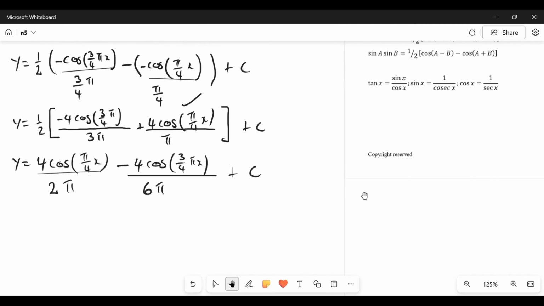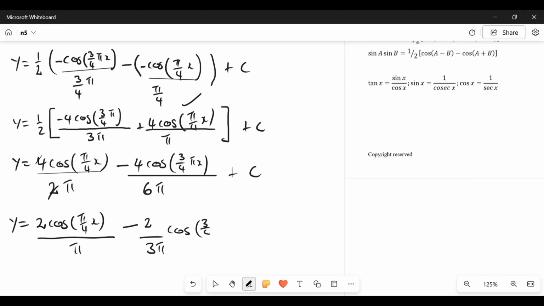Now let's simplify it further. 4 divided by 2 is going to give us 2 cos open bracket pi over 4 x, divided by pi, minus, and then we have 4 over 6. 4 over 6 is the same as 2 over 3, and then we still have pi there. Then cos open bracket 3 over 4 pi x close bracket. So this here, guys, is our final answer. Let us not forget plus c.